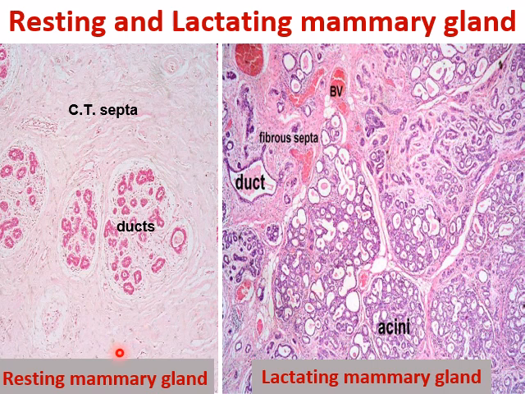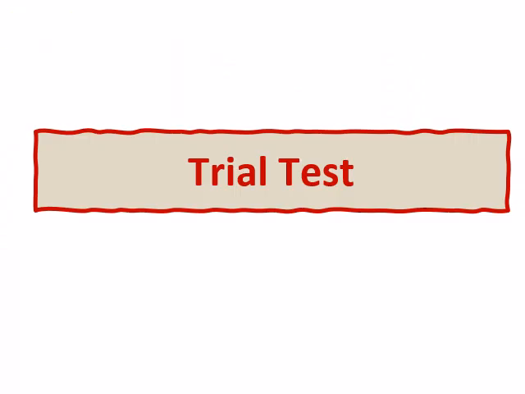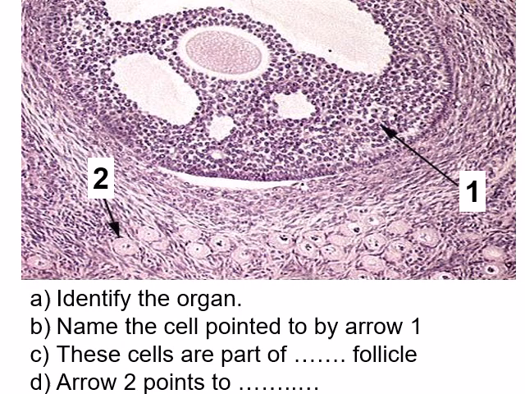Now we have the exam trial test. Okay, identify the organ. It's ovary. I can see primordial follicle, and I can see secondary follicle. Name the cell pointed by arrow 1. It is the granulosa cells present in a follicle known as secondary.